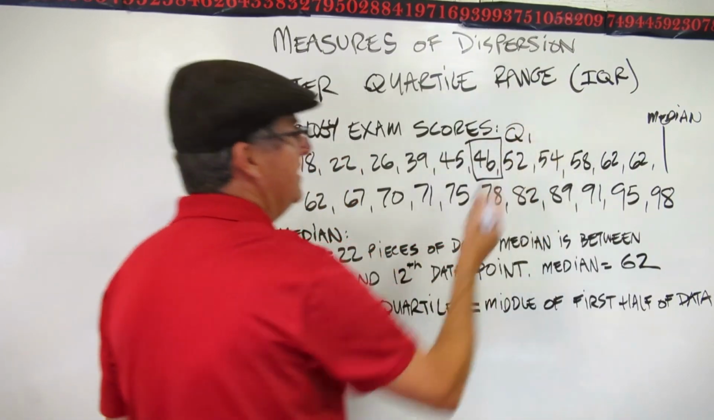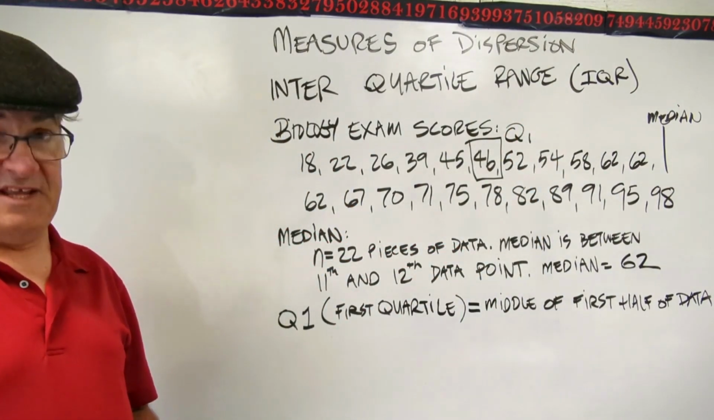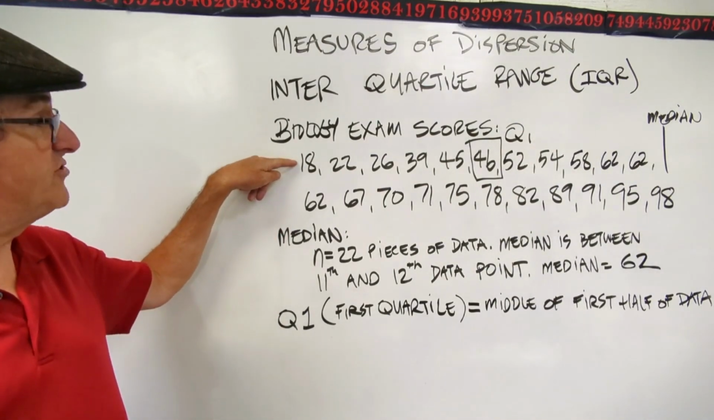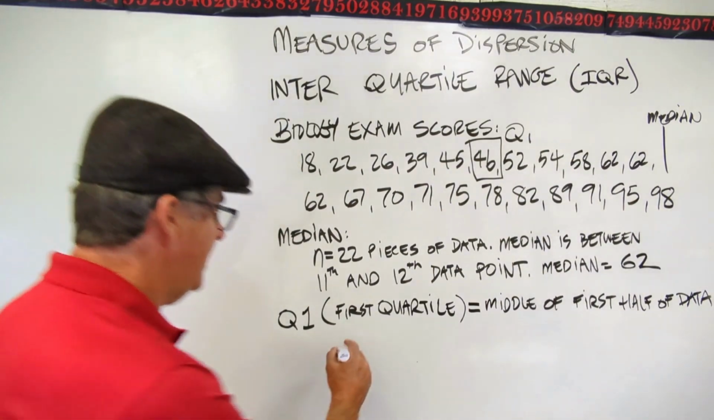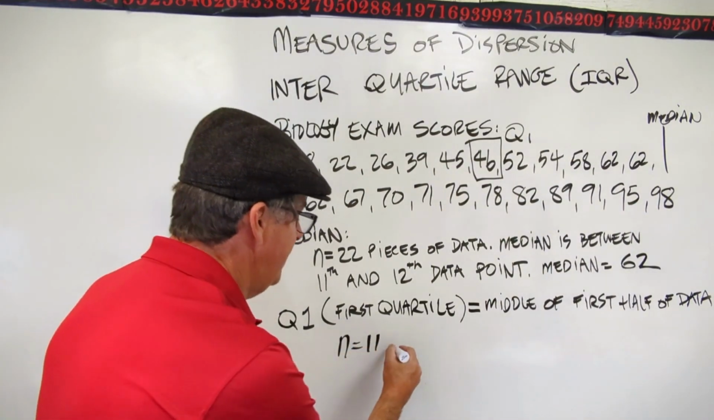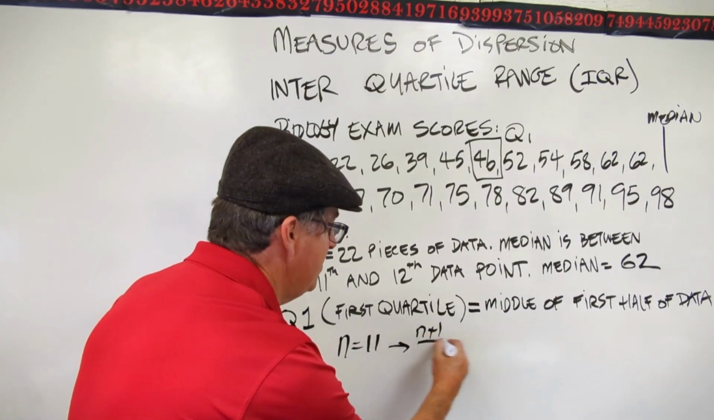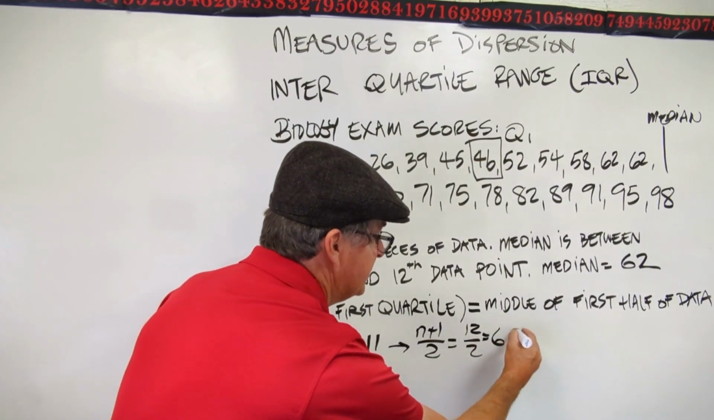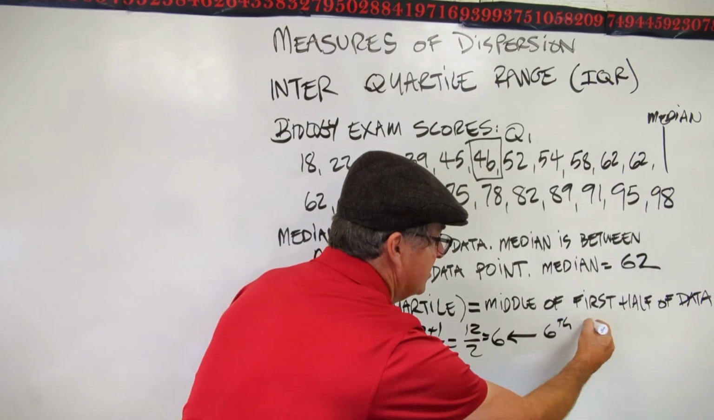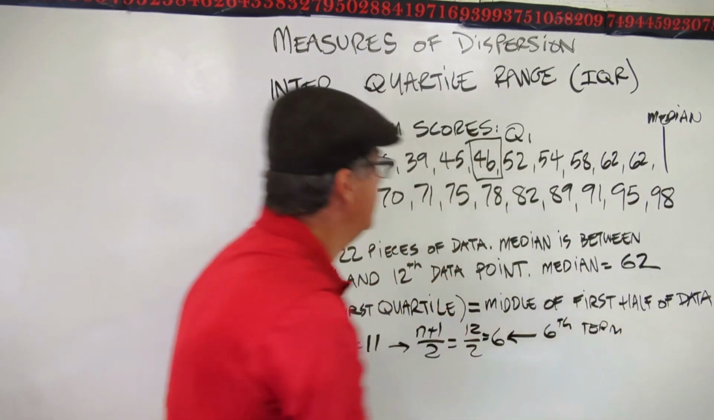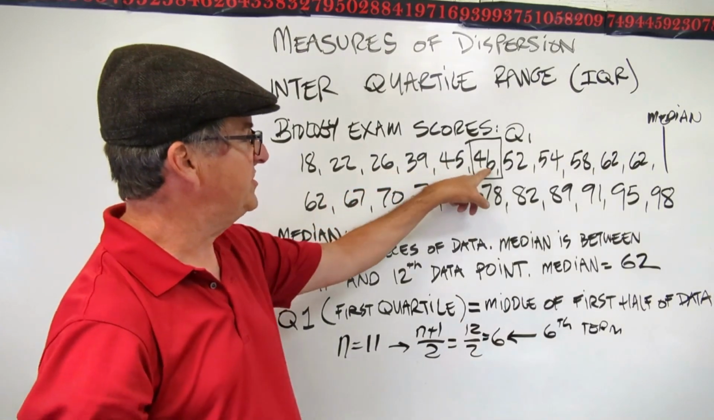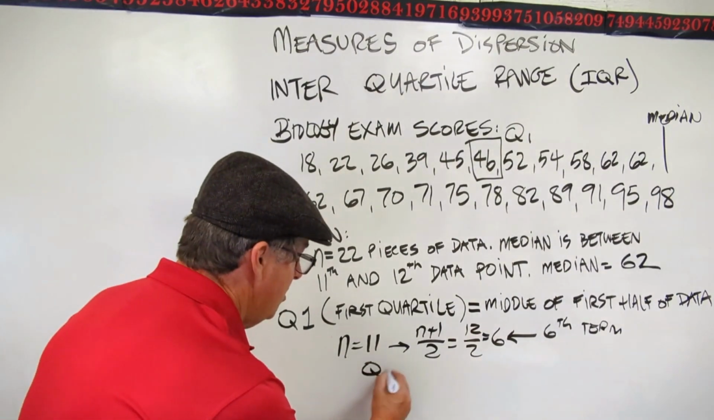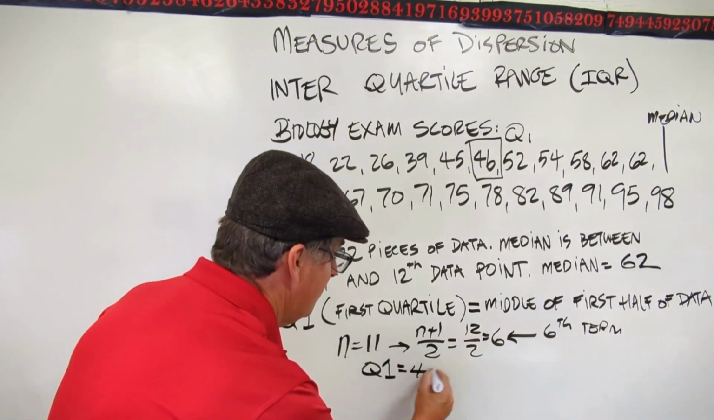That's going to be my Q1. But there's also a formula that helps you do that. So if you want to do it that way, you can. What you do is you take your n, the number of terms for your first half. So that's n equals 11. And then you do n plus 1 over 2, which is going to be 12 over 2, which equals 6. So that means it's the 6th term, or the 6th data point. So then I could just go 1, 2, 3, 4, 5, 6, and that gives me my 46 as well, okay? So here we go, Q1 equals 46.